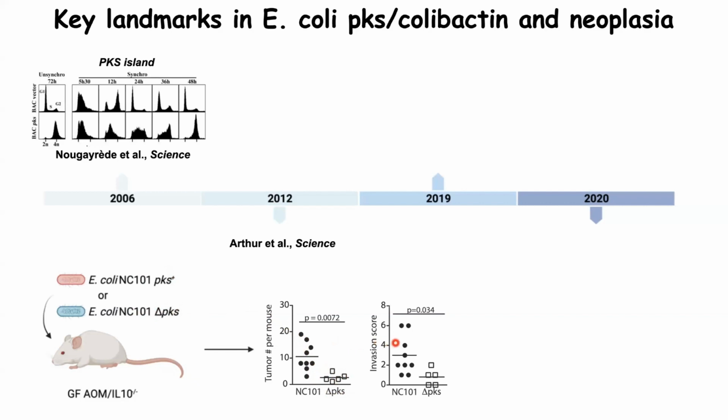And if you have tumors, then these tumors are less invasive. So you have less capacity to promote metastatic tumors, for example. So that was proof that this pks island is important for the development of colorectal cancer.